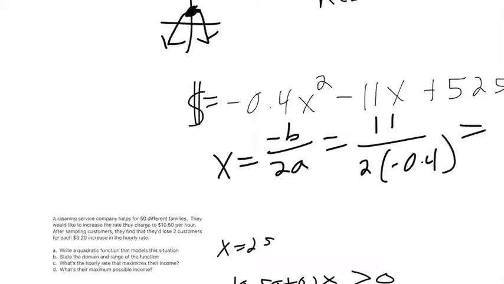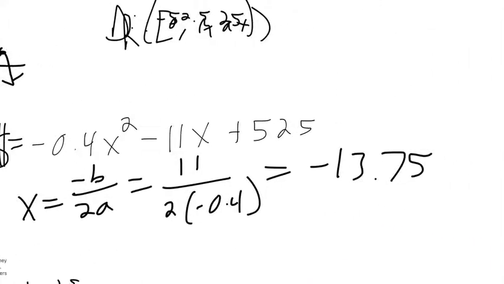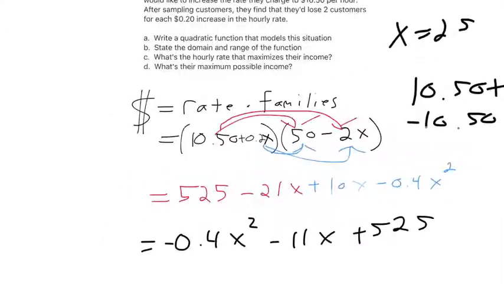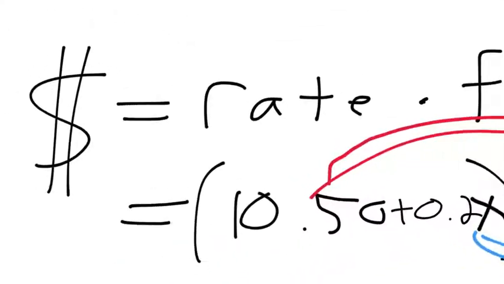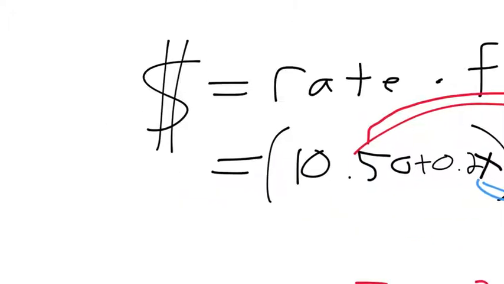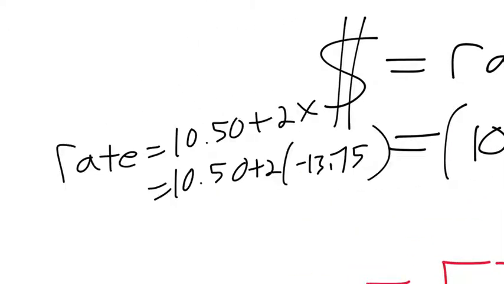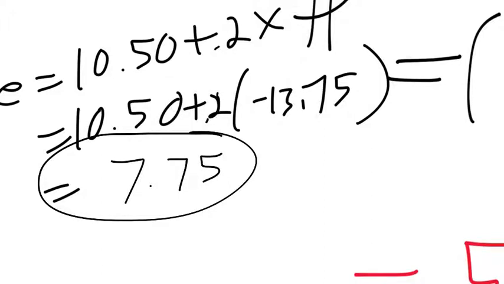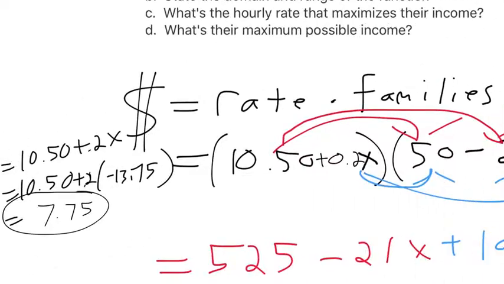What's the hourly rate? Well, actually, sorry, that helps us answer the question, but doesn't fully answer it. x represented how many times we should increase the price by 20 cents. So the hourly rate is $10.50 plus 0.2 times whatever that x is. To find out exactly what that hourly rate is, we have to plug in that negative 13.75. And when you simplify this, you get 7.75. So it looks like our function told us we're going to maximize our revenue if we charge $7.75.